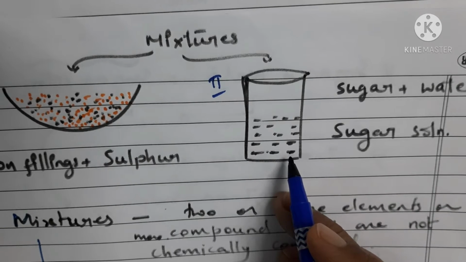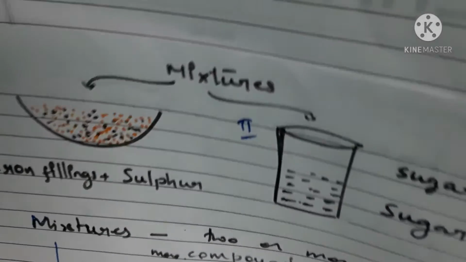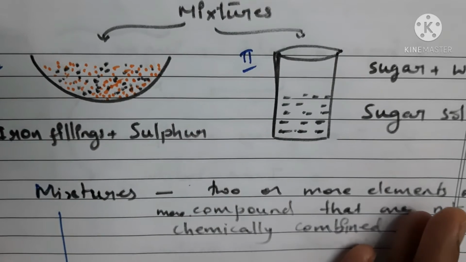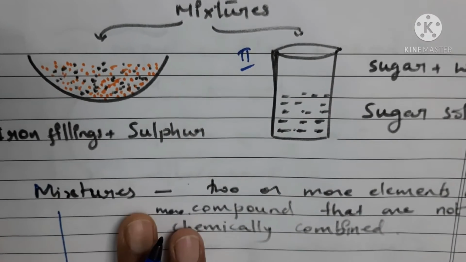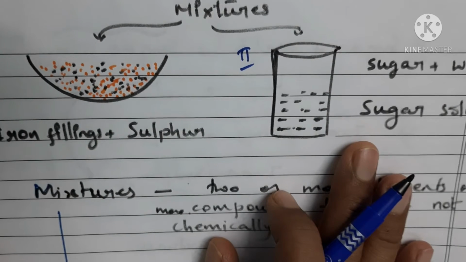Okay, so for these two cases, what are the classifications? How can we group them? What is the name of these substances? How can we classify them? This is the question for today's session. So let us try to understand the answers to this question in this session.